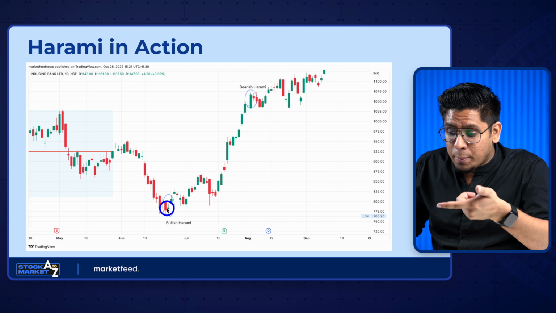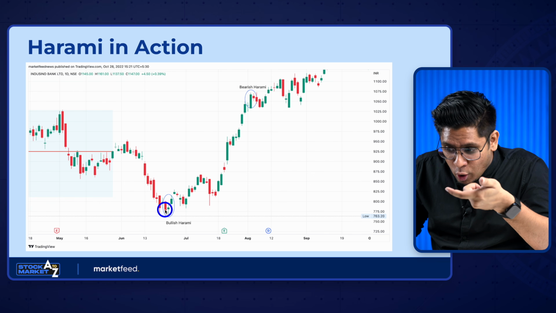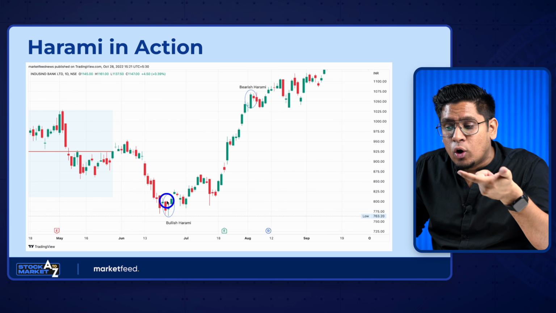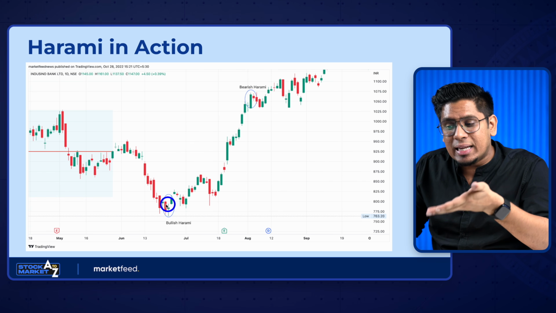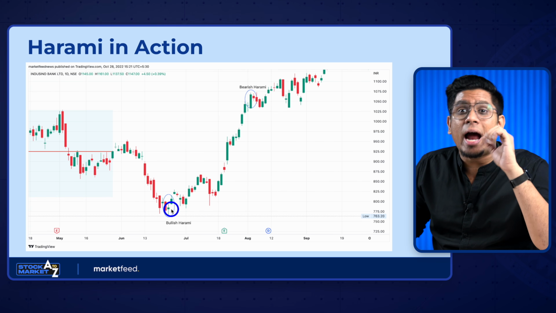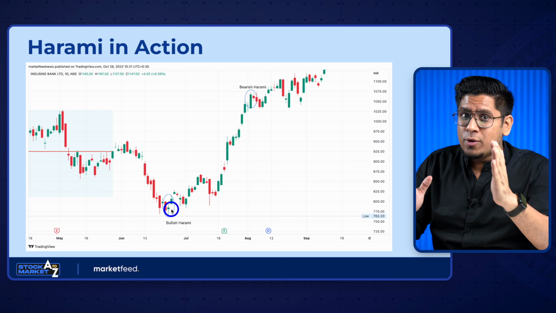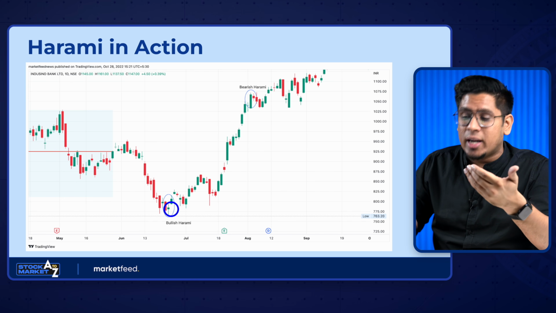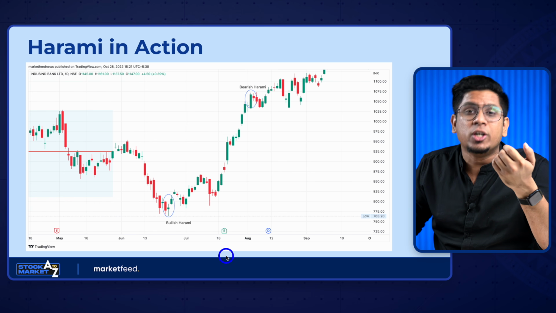As you can see, the body is small and it is well within. The open is above the previous close and the close is below the previous open as well, and it is well within the previous candle, which means that there is indecision in the market. If you were in an original short position, you had to exit there and not enter into a fresh position. Probably wait for confirmation, right? Whether there would be a trend reversal or trend continuation towards the lower side.